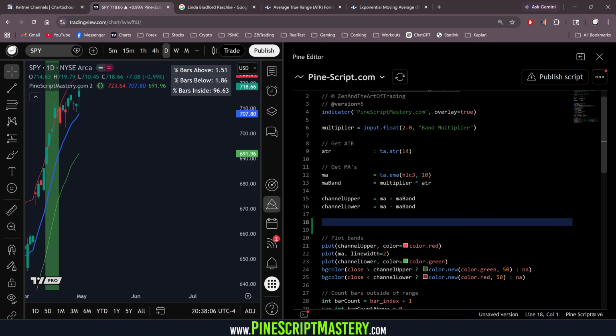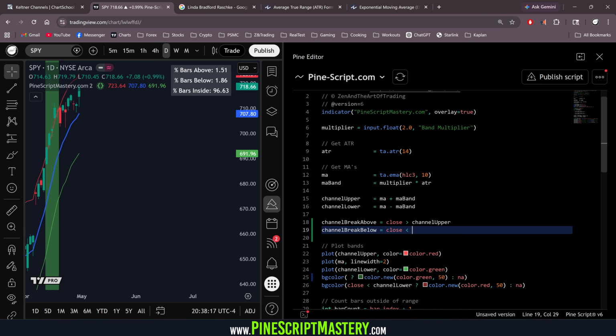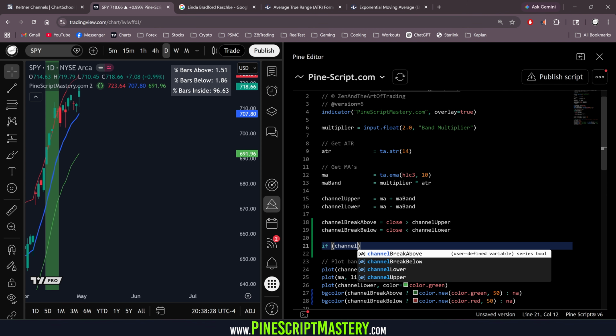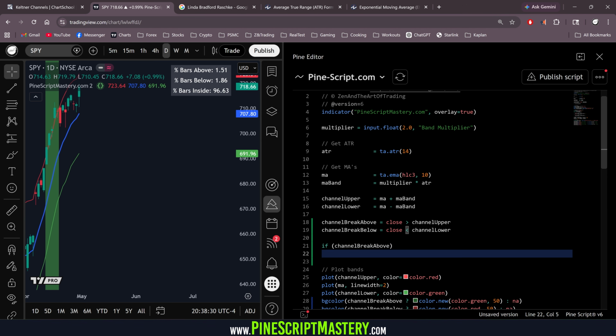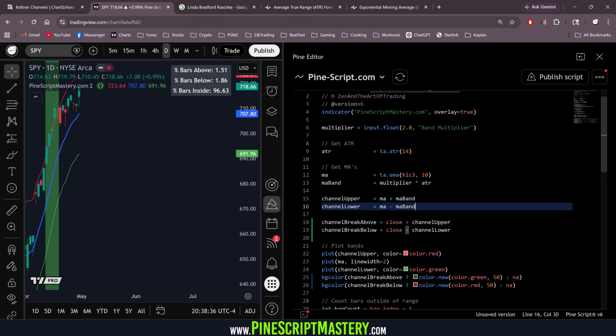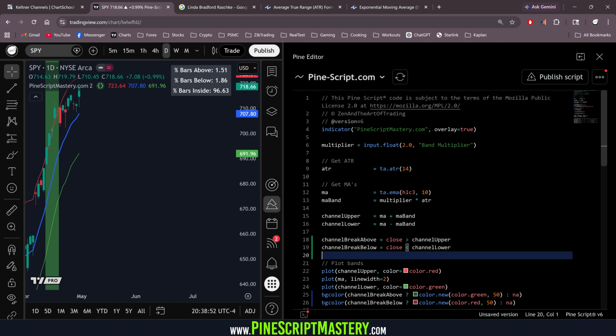Before I move on, I'll change this to channel break above and pull that out. And channel break below equals close minus channel lower, and move this down here and this down here. And now we have a couple of Boolean values we could check. If channel break above, you could add a strategy function here to enter or exit test trades or whatever you want to do to see how these indicators affect strategy ideas. But for now, I'm going to leave this as this. There'll be a link to this simple template example code below if you're interested.